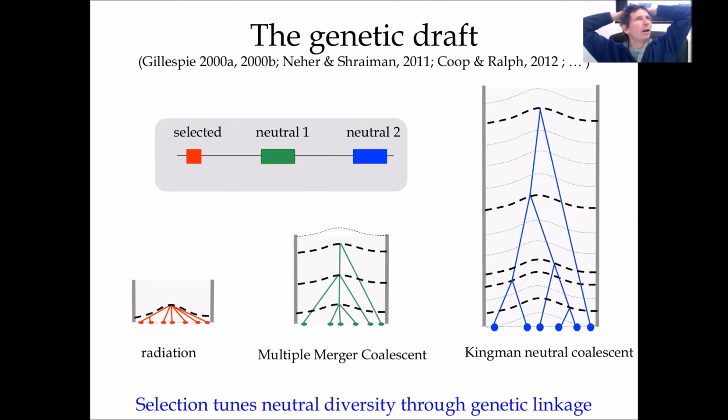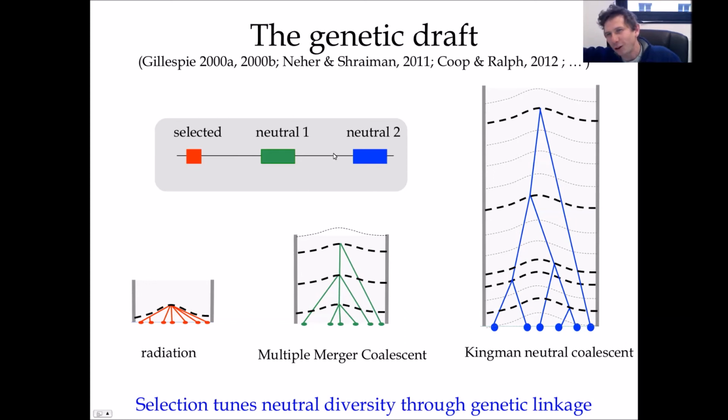together with their sweep. And interestingly, if you're very close to the selected locus, all the nodes in your tree will be dictated by the sweeps, right? Any sweep will coalesce some of the nodes, and what you recover is some kind of multiple merger coalescence. So if you're at the selected locus, it's a radiation. If you're close to the selected locus, not so far, you have a multiple merger coalescence.